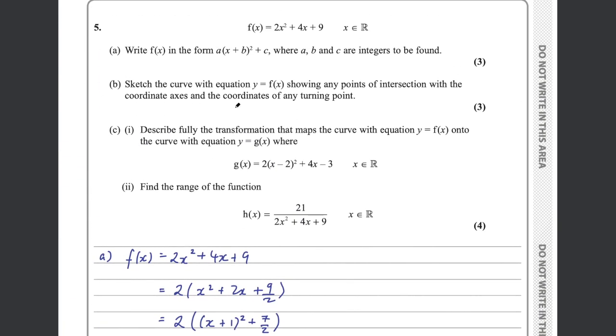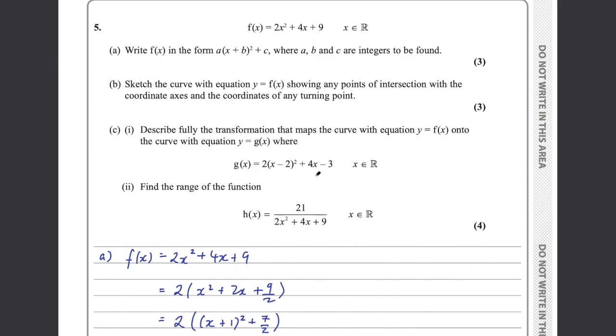Part C says describe fully the transformation that maps the curve with equation y equals f of x onto the curve with equation y equals g of x, where g of x equals 2 times (x take 2) all squared plus 4x take 3. Looking at this expression, it's not immediately obvious how it's been transformed from 2x squared plus 4x plus 9, but there's a little trick you can use here to show what has occurred. And let me go ahead and show you what that is.